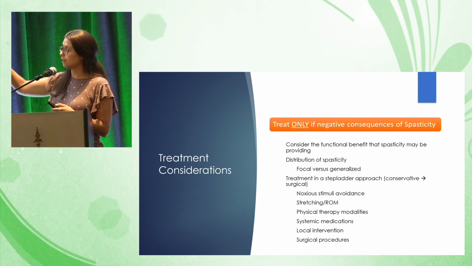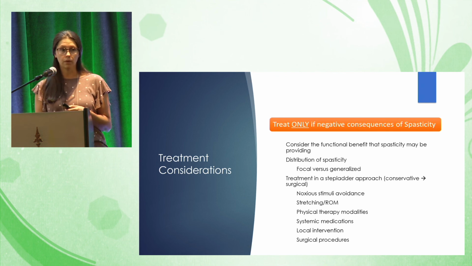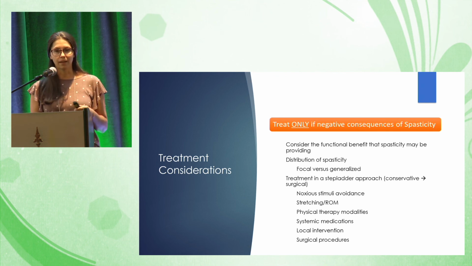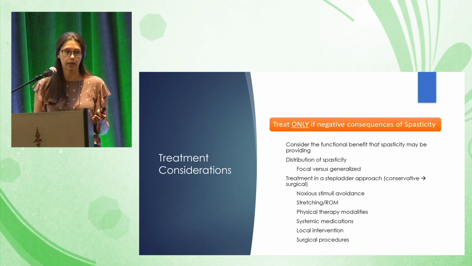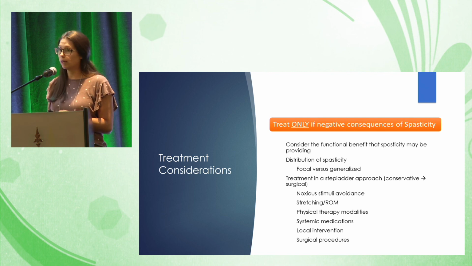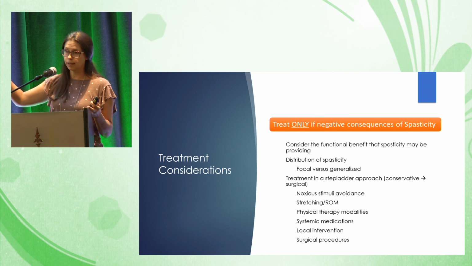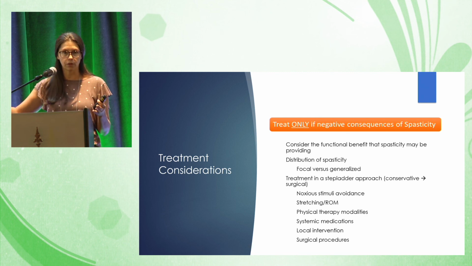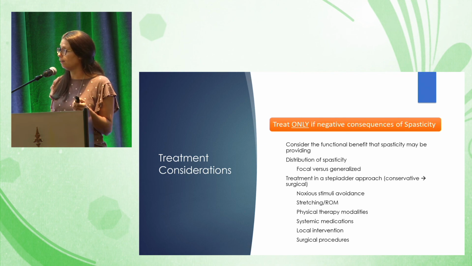And then looking at things in a stepladder approach. So you want to not jump right to surgery. You want to think about how can I manage this in the most efficient way, but safest way. So looking at avoiding stimuli that may increase your spasticity, and then working up to a stretching program, physical therapy, and then other sorts of medical options that we have.